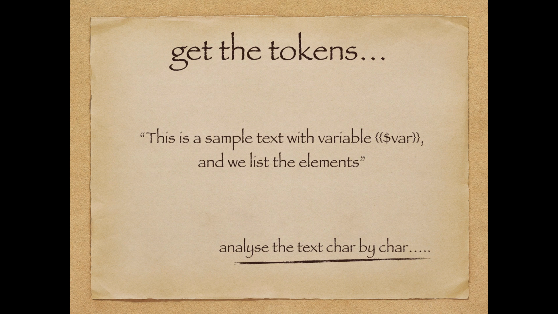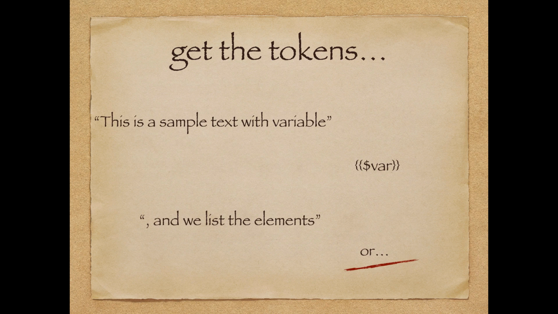So first, we need to extract the tokens from the template. We can analyze the text character by character, and if we find a special character, for example a bracket, then we can split the string. In this example, we're going to have two text tokens and a variable token.